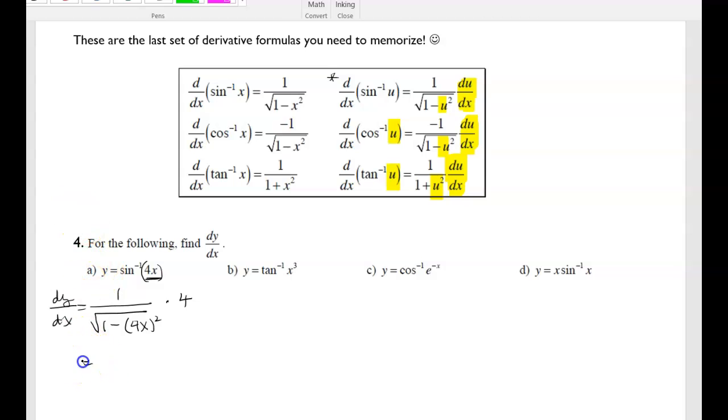Let's simplify just a little bit. We'd have a 4 in the numerator. In the denominator, we have square root of 1 minus, I have to square the 4 and the x, so it's 1 minus 16x squared.